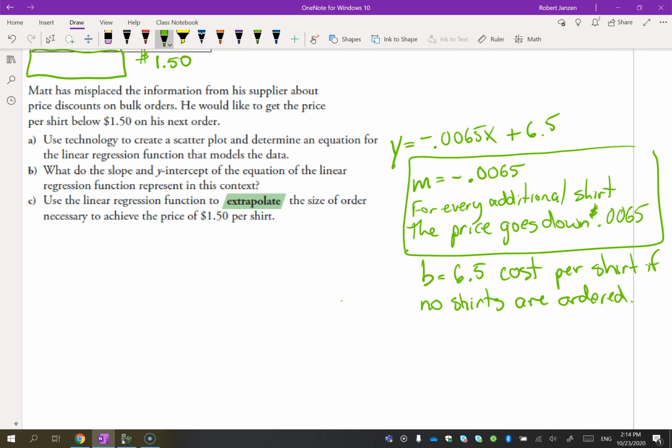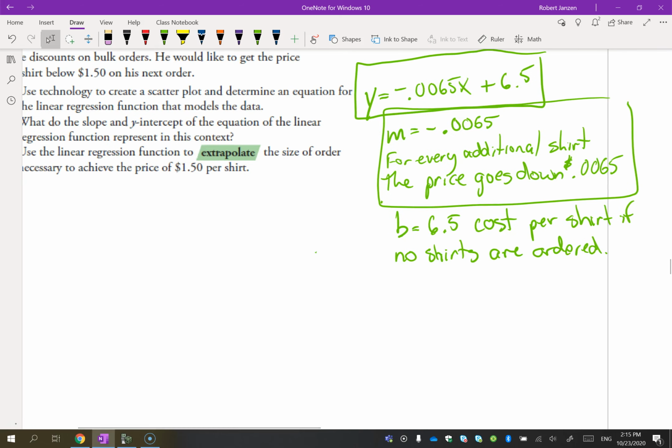Okay, so use technology. I found this to be the equation. And what does this equation mean? Well, the slope is negative 0.0065. So this means for every additional shirt you buy, the price is going to go down $0.0065, which, if you wanted to change that to cents, would be 0.65 cents. Still not a full cent per shirt, but that's how much it's going to go down.